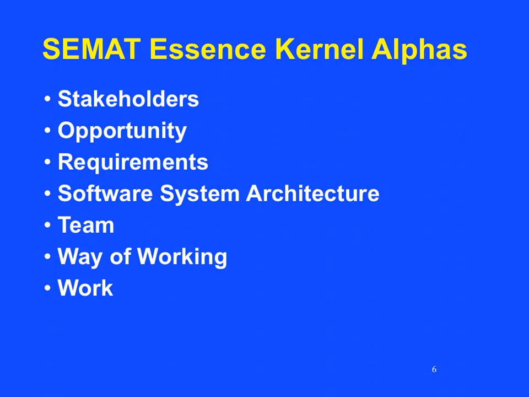The software system architecture is characterized as selected, demonstrable, usable, ready, operational, and retired. The team is selected, formed, collaborating, performing, and adjourned. The way of working is characterized as principles established, foundations established, in use, in place, working well, and retired. Work is characterized as initiated, prepared, started, under control, concluded, and closed.